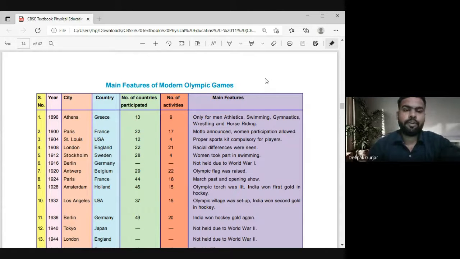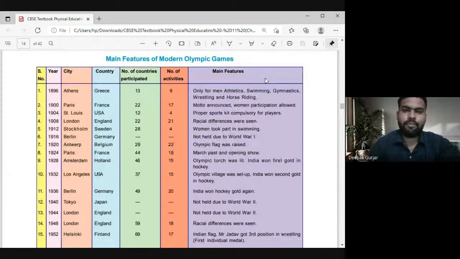So today we are going to learn about the main features of the modern Olympic Games, right? One by one, we are going to see what the main features of the modern Olympic Games are. As you all know, we have already had a good talk about the ancient Olympics, and then a good talk about the modern Olympics too. The father of the modern Olympic Games is Baron Pierre de Coubertin.